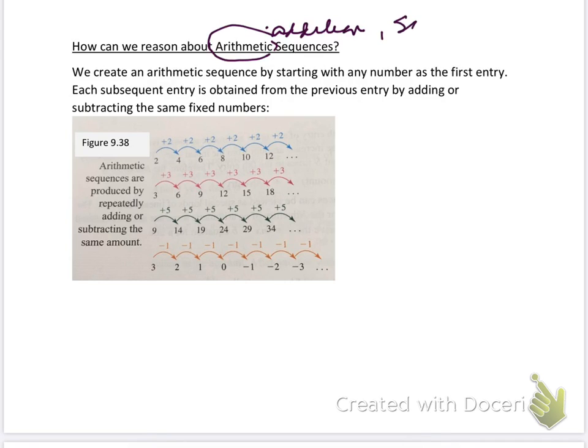Okay, it could be subtraction as well. There's a constant difference between the terms. That's what arithmetic means. So here, there's a constant difference of 2, here a constant difference of positive 3, positive 5, and a constant decrease of 1 here. All right, so that gives you an idea of sequences, and you can see how the patterns above show how you're jumping from term to term.